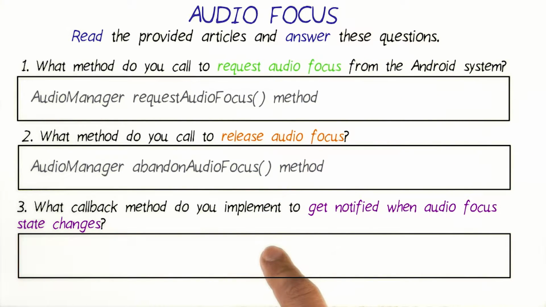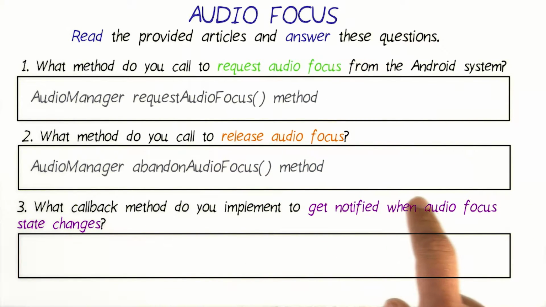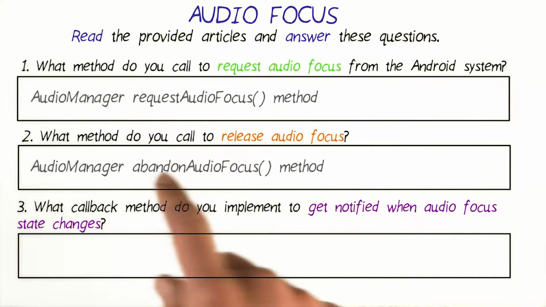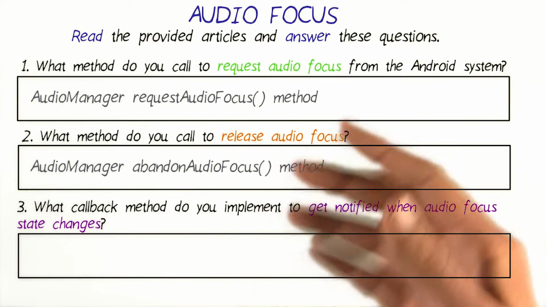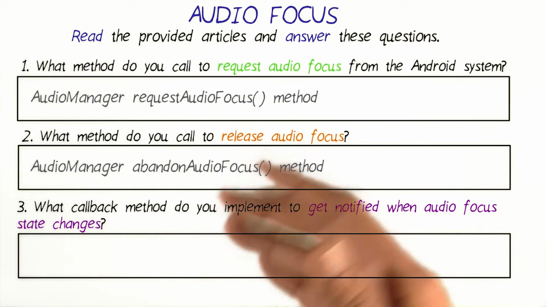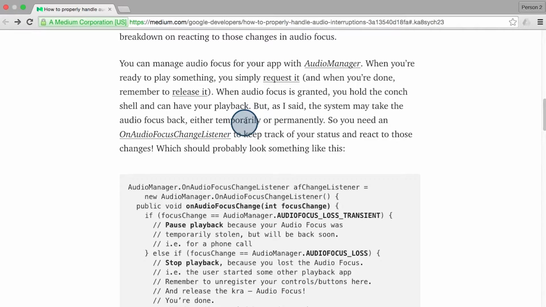Alright, so on to the third question of what callback should we implement so that we can get notified when the audio focus changes for our app. An example of this case is if a phone call comes in, then we need to adjust our audio playback accordingly. Now back in the blog post, in the same paragraph, it explains that the system may need to temporarily or permanently take the audio focus away from our app. And so for that, we need to create an instance of the on audio focus change listener to listen for these changes on the device so that we can react to them.